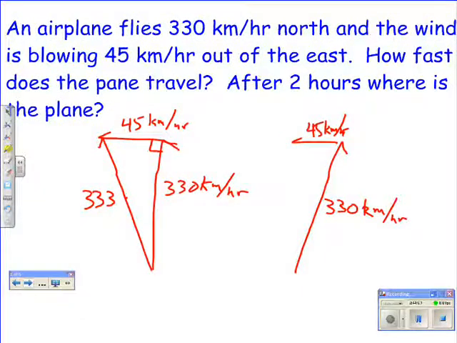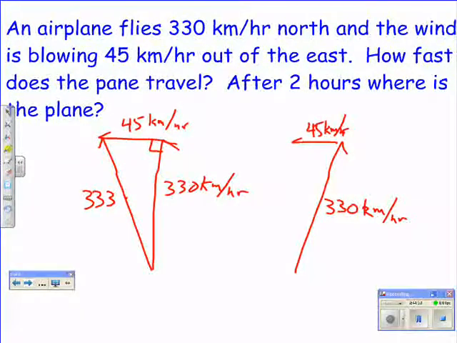Now we're angling off, so our hypotenuse is the 330. What's our resulting speed going to be like? Not exactly, but is it going to be exactly 330? More or less? It's going to be a little bit less. Why is it going to be a little bit less? Because you're kind of flying into the wind. A little bit. Not directly into it, but you are angling.